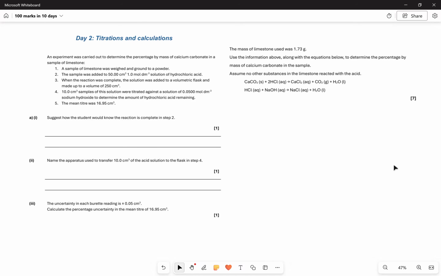Okay, so welcome to day two. If you've made it this far, not everyone does, so well done. Day two is all about calculations, but also about experimental procedures and linking those to the calculations that we do.